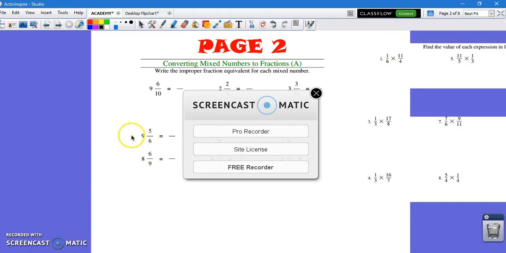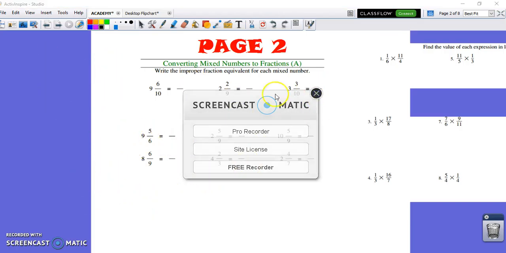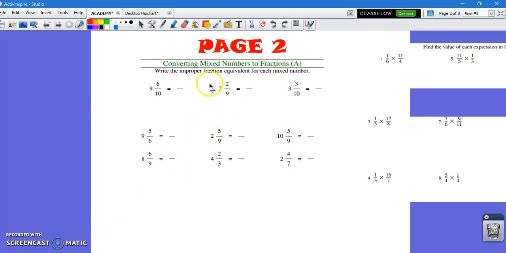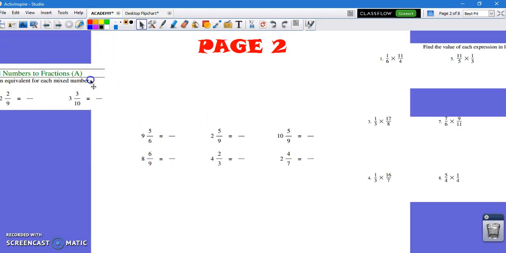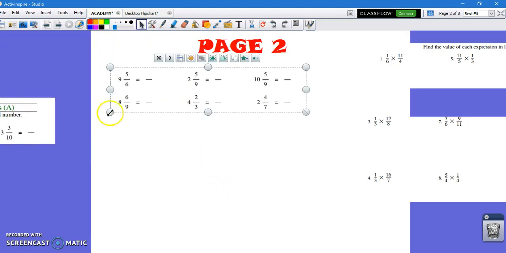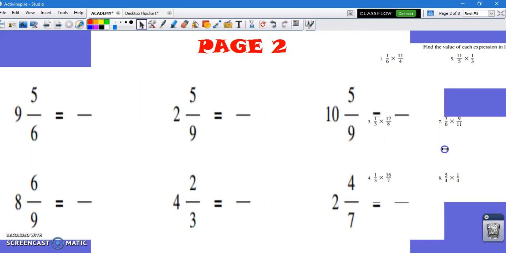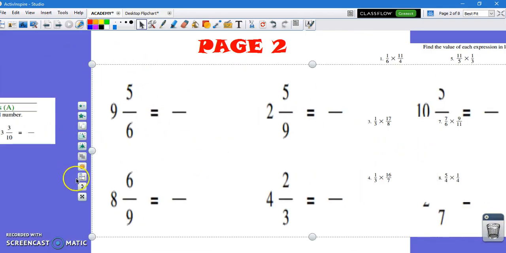All right, so here we go. Your packet, page 2, looks like this. Remember, I'm not doing the questions that are actually on your packet. I'm doing questions that look just like the ones you have on the packet. So here, we're converting mixed numbers into improper fractions. So your questions look like these.